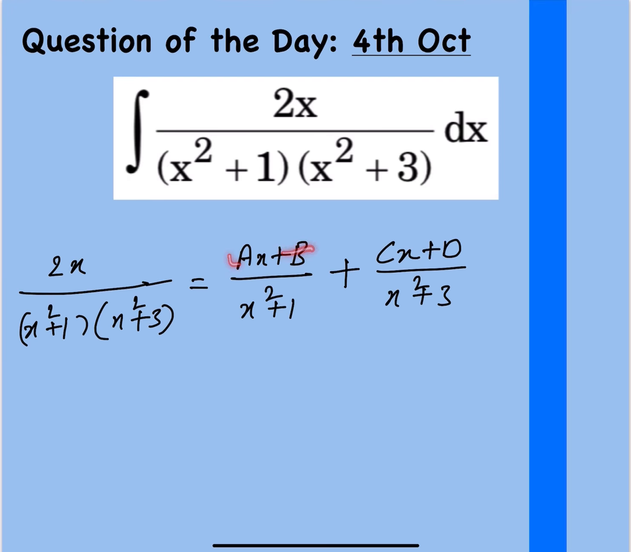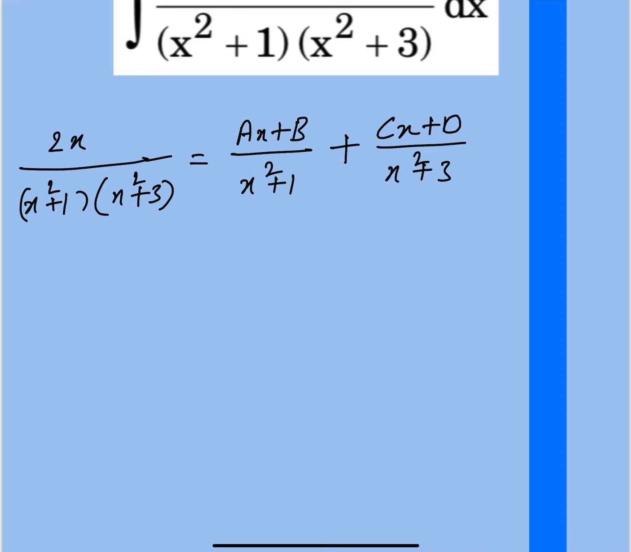If you're using a and b, once you're done with b, you will go to c and d. And if you have one more, you will go to e and f, and so on. Okay, after this, what do we do? Normal mathematics, you have two fractions added. So you take LCM on the right hand side.